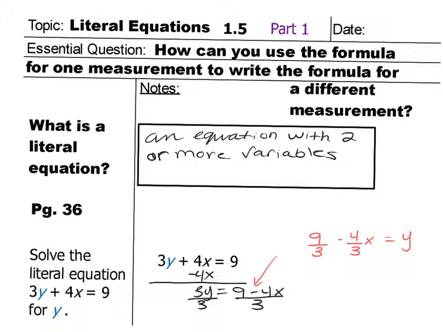9 over 3 is 3, and then that's already reduced. That equals y. And typically we say y equals, and it's usually negative 4/3 x plus 3. Either one would work. So you'll usually see it like this, negative 4/3 x plus 3. But these are both acceptable for now.